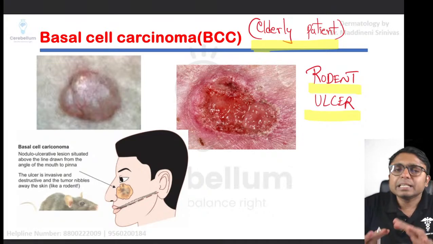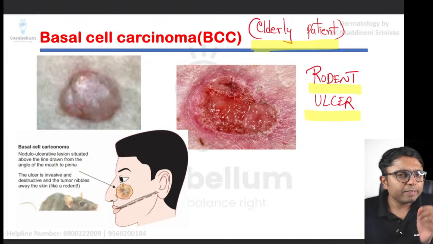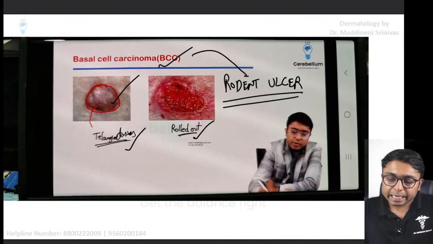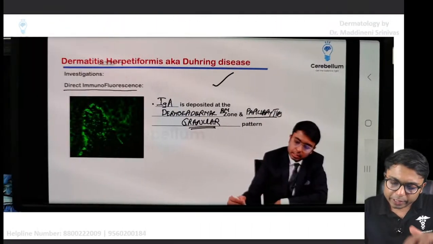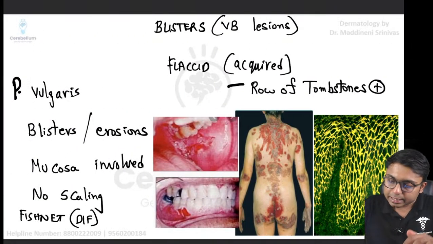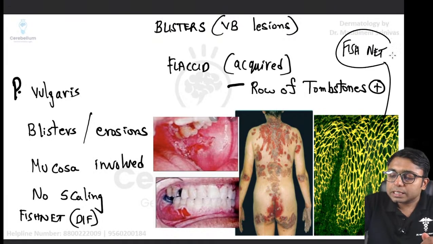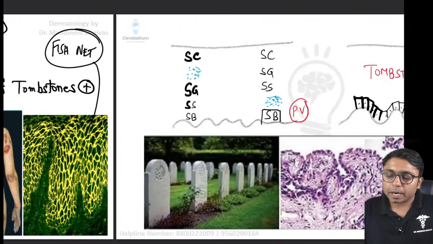So, fish technique? No, the immunofluorescence which I have shown you is not fish technique or a fishnet pattern. Fishnet pattern is seen in Pemphigus vulgaris. So here is the image. This is the Pemphigus vulgaris DIF finding, where you are able to see the fishnet pattern.